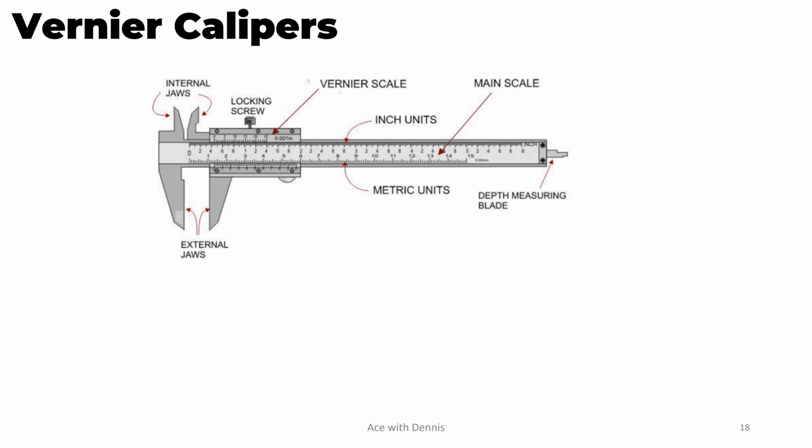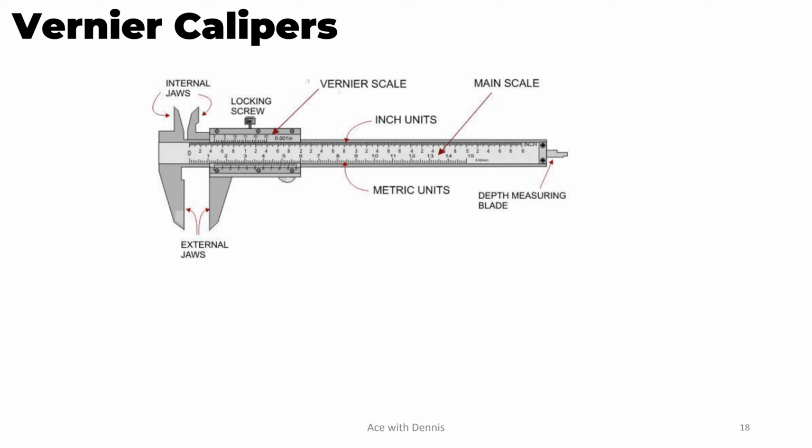Vernier calipers. This diagram shows the basic structure of vernier calipers. Let's look at the first part, the internal jaws and the external jaws. Internal jaws can be used to measure internal diameter or internal length of an object, while external jaws can be used to measure the external diameter or external length of an object.